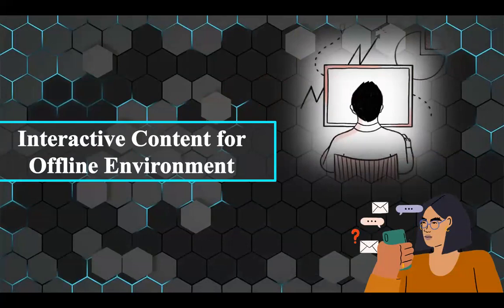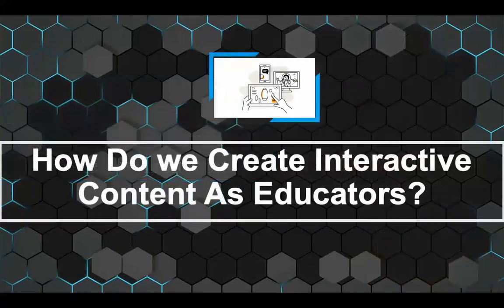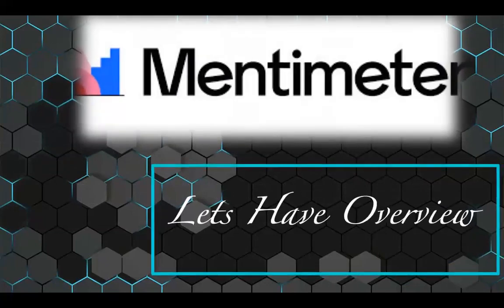Now let's talk about the second part of blended learning, that is the traditional education system and the offline environment. We have to create a classroom environment with some interactivity to make things more productive. Let's talk about how we will be able to create interactive content as an educator for the students who are in the classroom and have some activities related to different kinds of subjects.